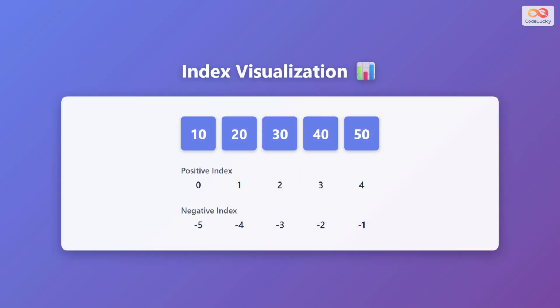Let's visualize how indexing works. Consider an array with 5 elements: 10, 20, 30, 40, and 50. Using positive indexing, these elements are at positions 0, 1, 2, 3, and 4. With negative indexing, the same elements are at positions -5, -4, -3, -2, and -1. Notice how -1 always points to the last element, which is 50 in this case.